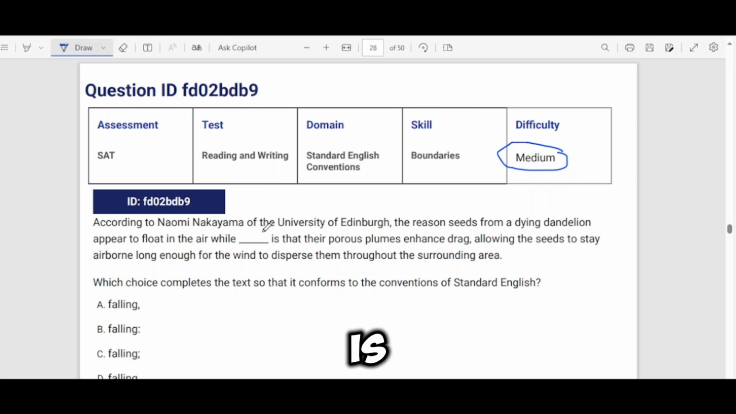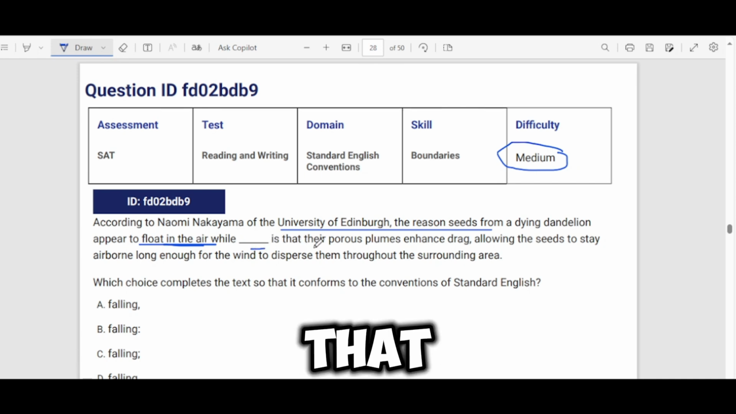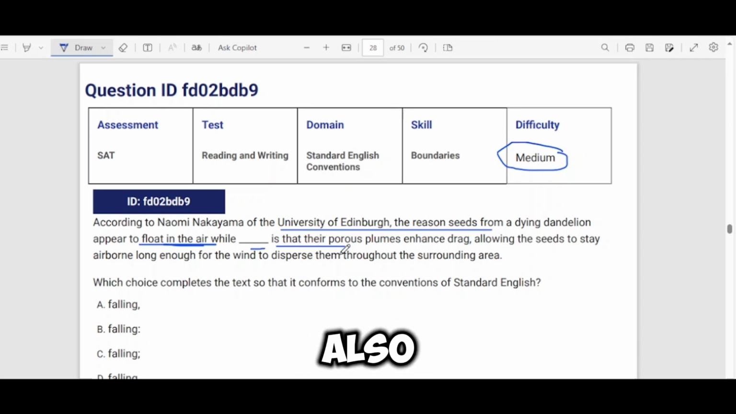Okay, what is this? Is this a dependent or an independent clause? This is a dependent clause because it doesn't make sense on its own. Okay, let's see the clause after the dash. Is that their porous plumes enhance drag, allowing the seeds to stay. Alright, this is also a dependent clause because it doesn't make sense. It's starting from "is." This is not a complete sentence.